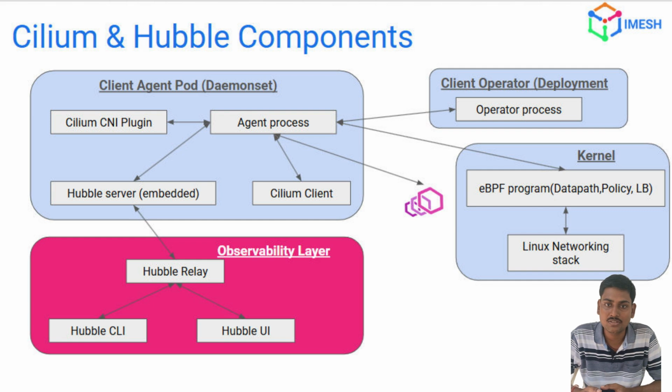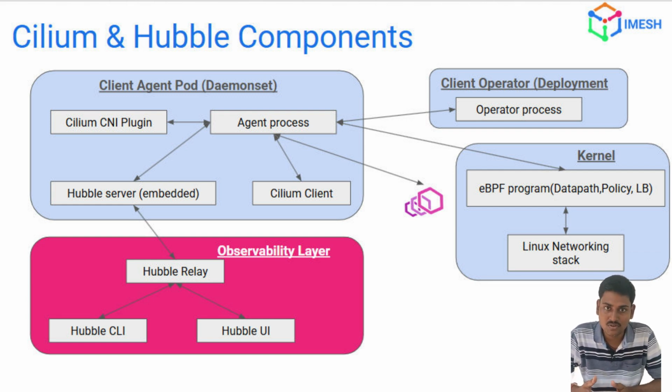Now, how do you actually see this unified data? You have two primary tools, the Hubble CLI and the Hubble UI. The Hubble CLI is your command line tool. It connects to the relay and lets you query network flows right from your terminal. It's perfect for quick checks, troubleshooting, or even scripting.